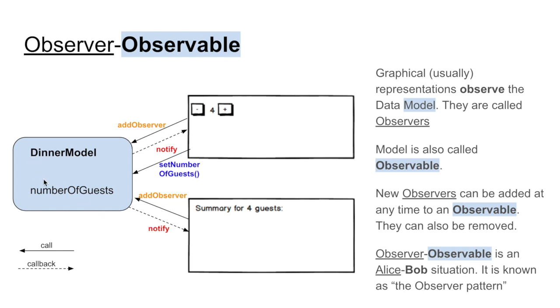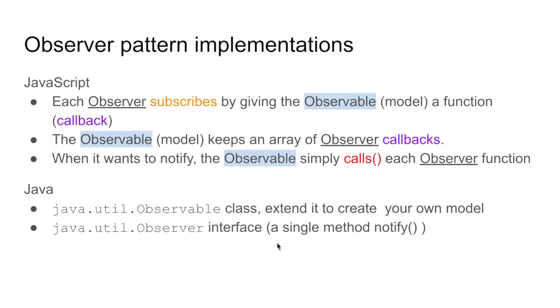So the model is called the observable. The representations are called observers. You can add many observers at any time. In JavaScript, implementing observer is simply a matter of sending out a function, like we also did for add event listeners. And the observable keeps an array of these functions, and whenever there is a notification, it just calls each function in the array. In Java, for example, there are standard libraries for this.